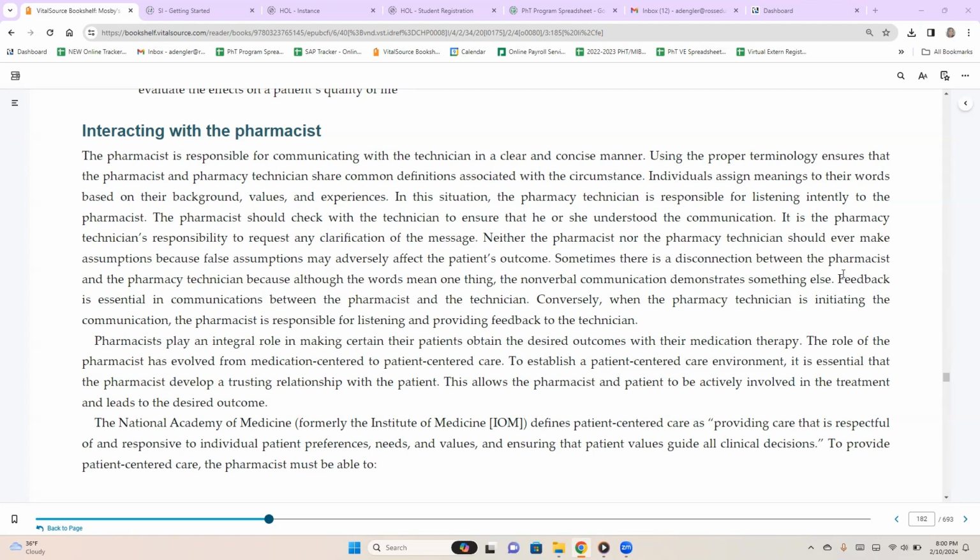We should never make assumptions because false assumptions may adversely affect the patient's outcome. Sometimes there's a disconnection between the pharmacist and the technician because although the words mean one thing, the nonverbal communication demonstrates something else. Feedback is essential in communications between the pharmacist and the technician. Conversely, when the pharmacy technician is initiating the communication, the pharmacist is responsible for listening and providing feedback to the technician.